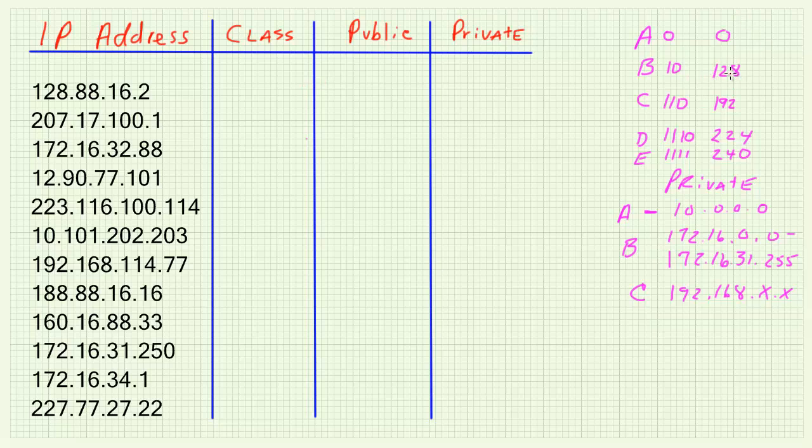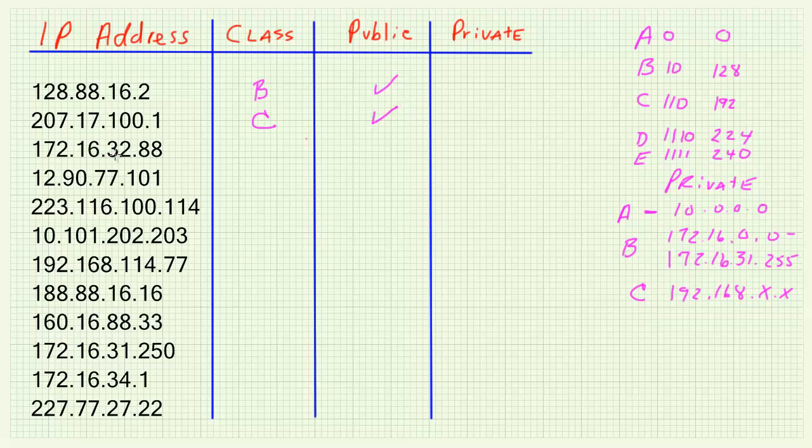So let's look at this first one, 128.88.16.2. We look at our chart and it is 128, but it's less than 192, so this is going to be a Class B, and it's a Class B public because as a Class B, it does not fall within the range of private Class B addresses that we have here. How about the next one, 207.17.100.1? Well, if we look at that first octet, it's 207. If we consult our table over here, we can see that that is greater than 192, but is less than 224. So this is going to be a Class C, and it does not fall within the private Class C address range. So we'll put a check mark under public for that one.